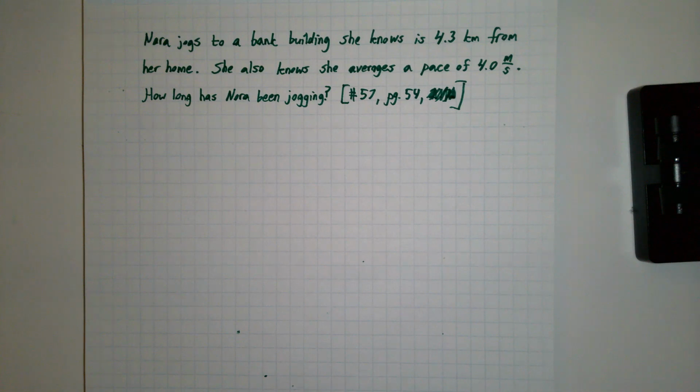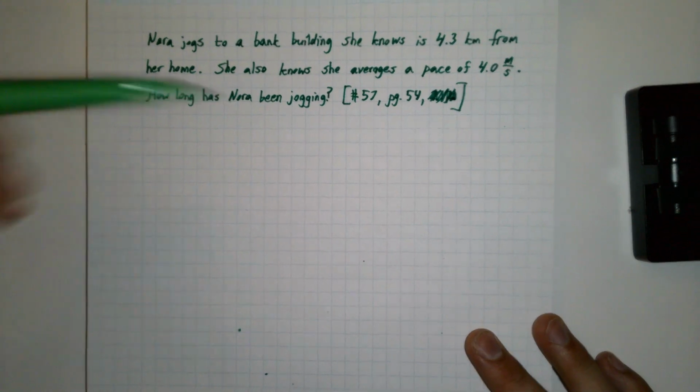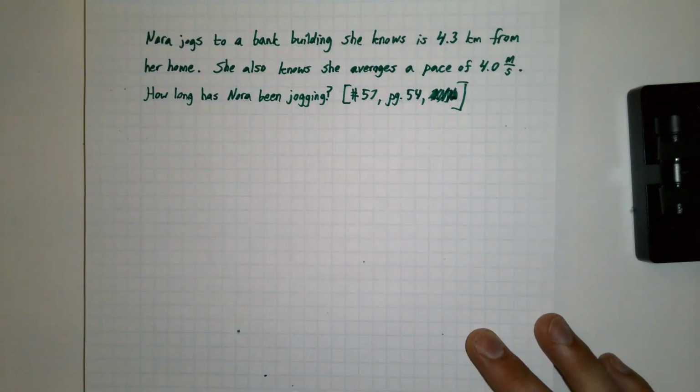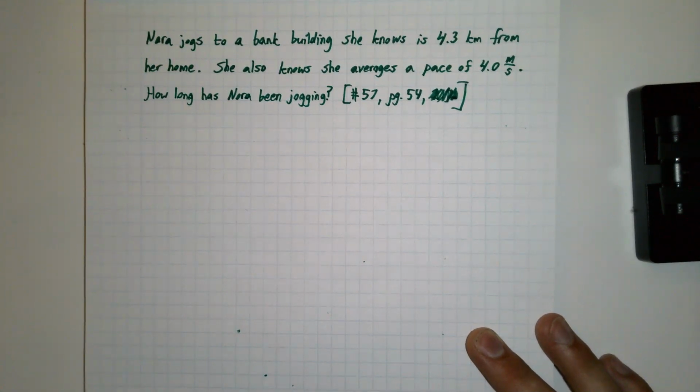We're looking at a simple motion problem taken from page 54 of your textbook, number 57. We have Nora jogging to a bank building that she knows is some distance, and that distance is 4.3 kilometers from her home. Maybe she remembers seeing it on Google Maps, or on her watch whenever she used to jog it, seeing get to the bank and you're at 4.3 kilometers.